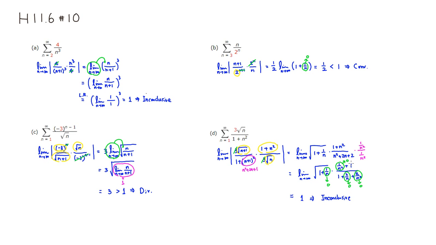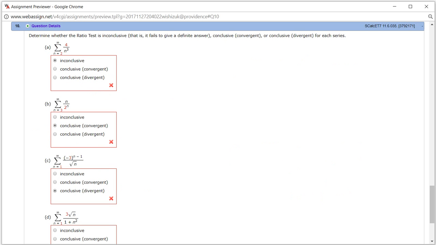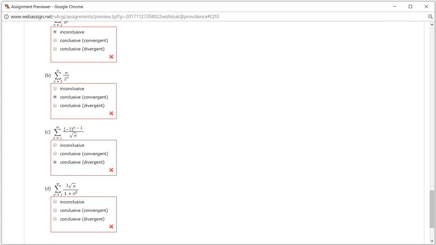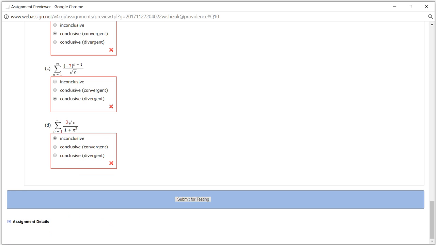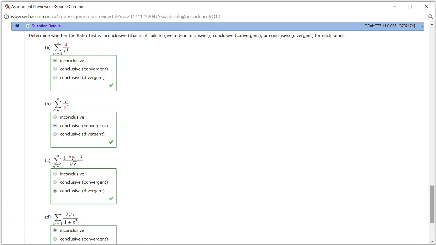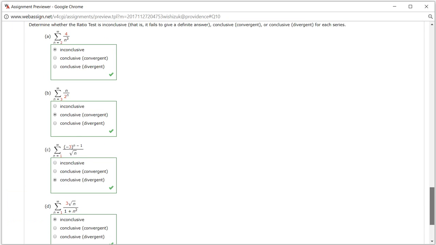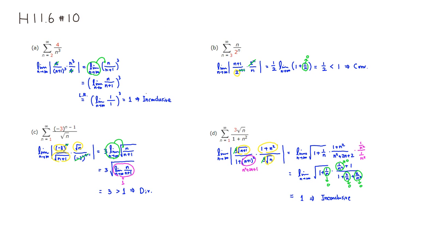Right, so let's type that in. D was inconclusive. All right, so let's submit for testing. All right, it came back and looks like we got all of them correctly. All right, that's it. I hope that this was clear.